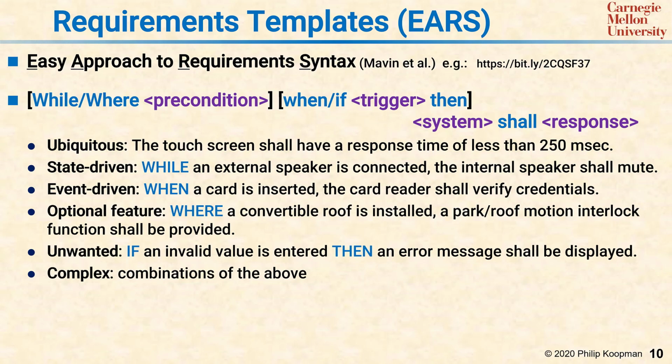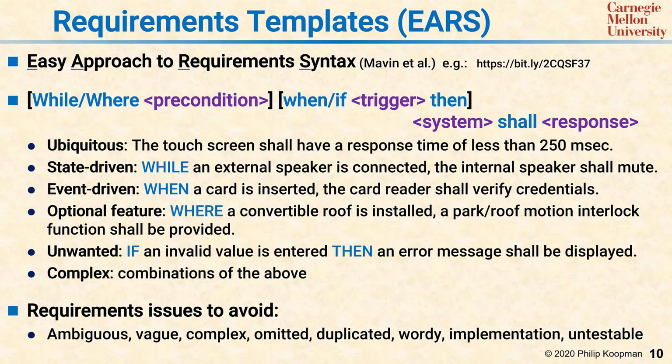The EARS work also has an interesting list of requirements issues, things that can be wrong with a requirement that's worth a quick look. The attributes of requirements they found problematic are requirements that are ambiguous, vague, complex, omitted or missing, duplicated, wordy, describe an implementation, or are untestable.